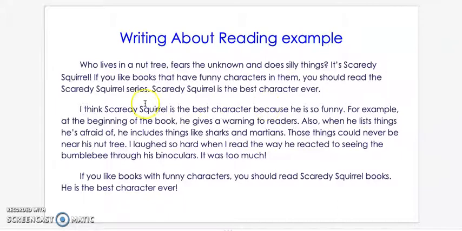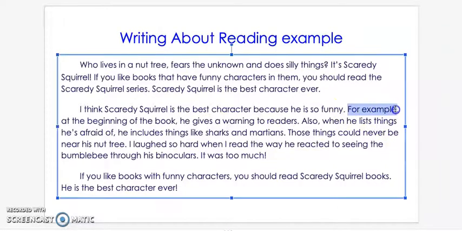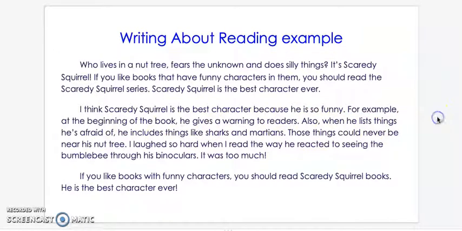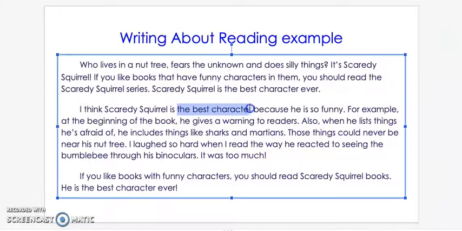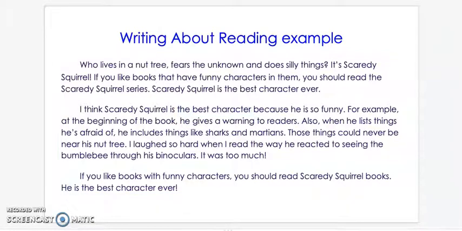The person that gave the example is stating exactly what their opinion is. Then they give reasons and they use evidence from the text to support that statement, right? So they give a bunch of different reasons. Like over here it says, for example, at the beginning of the book, he gives a warning to readers. So that's one reason why Scaredy Squirrel is considered to be the best character. That's an example that the writer was giving his readers to understand why Scaredy Squirrel is the best character.